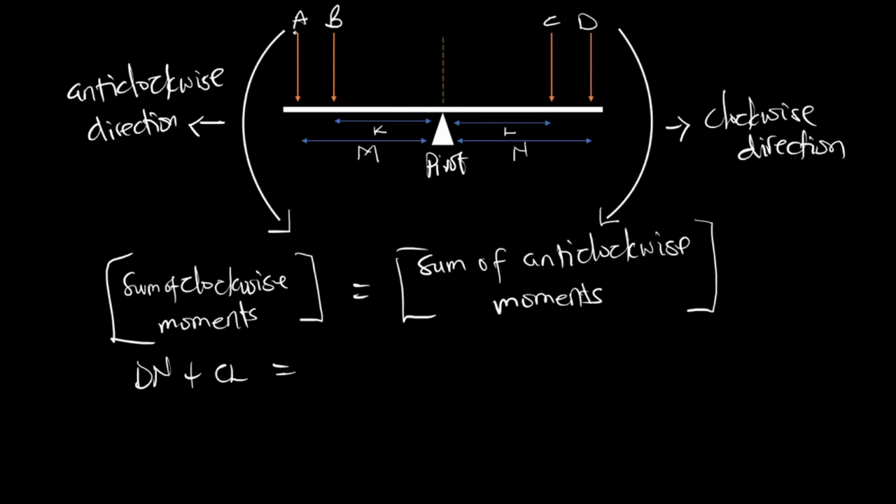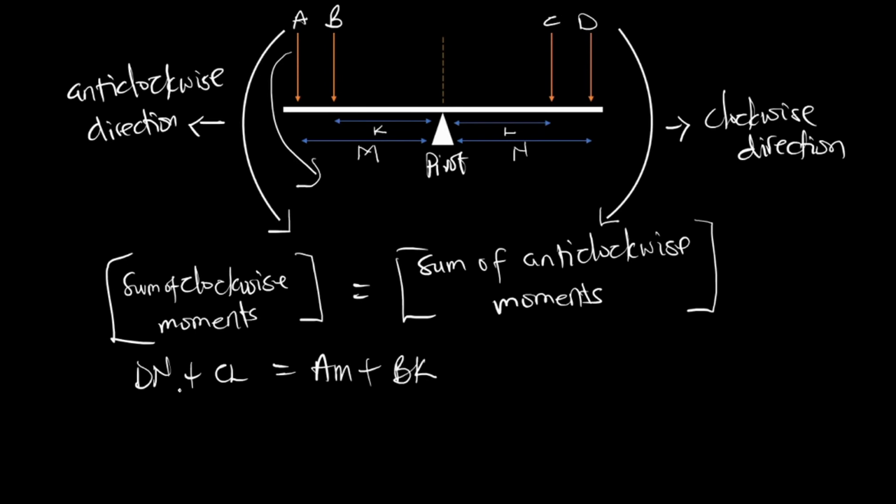Is equal to, now if we look at this side, we can see that the force A and the distance M, the distance M is between the force A and the pivot. So we can consider that to be a moment, and it is in the anti-clockwise direction, because if you look at this direction, it is going in this way, the force is multiplying this distance in this direction, so it is an anti-clockwise direction. So we have AM plus the force B and the distance K, which is also in the anti-clockwise direction, so we have BK.